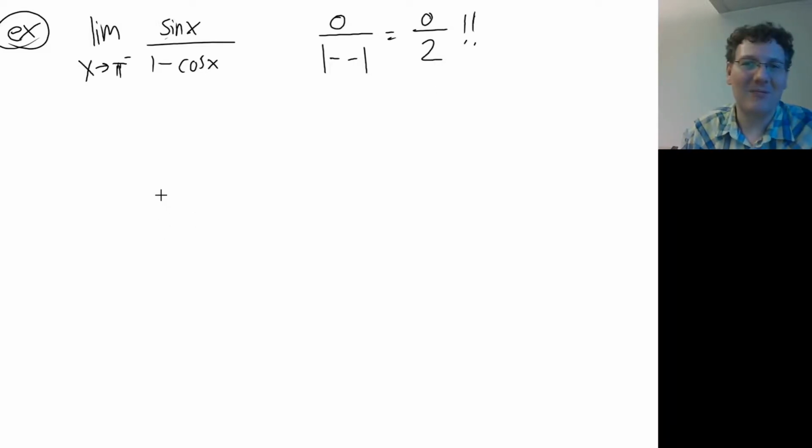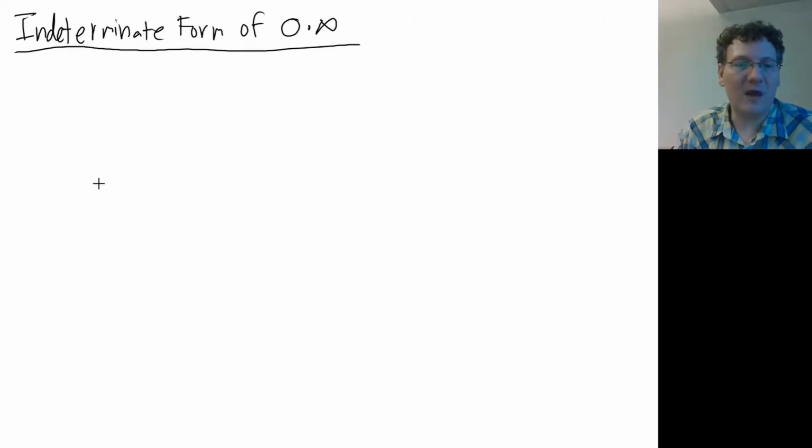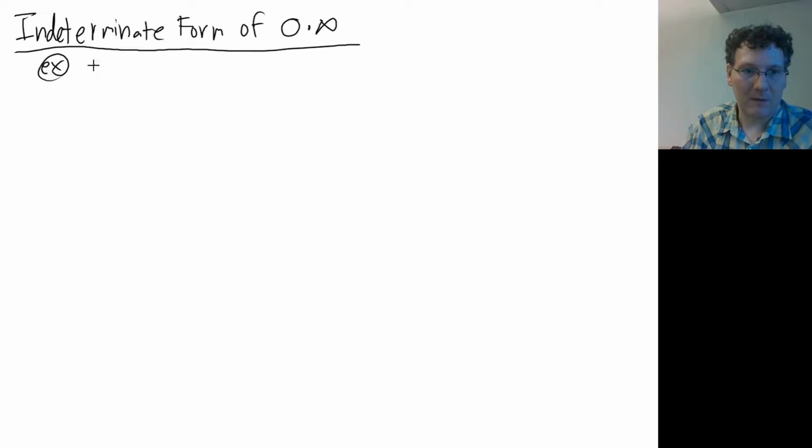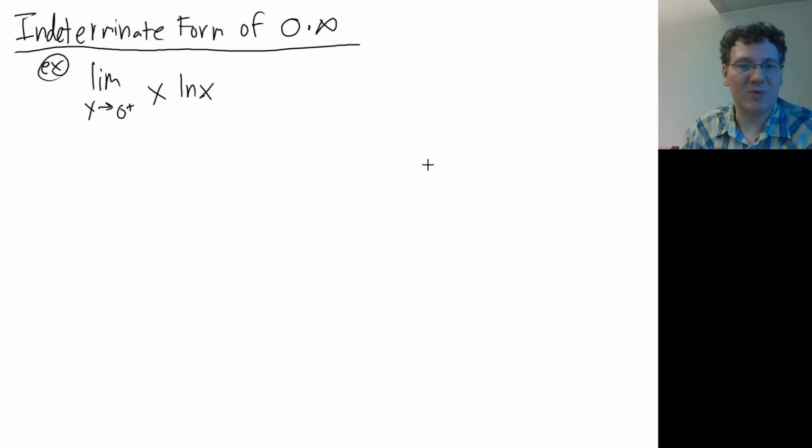In fact, that's okay. If you have an indeterminate form of 0 times infinity, you can actually rewrite that as one of the other indeterminate forms. For example, take the limit as x approaches 0 from the right of x times natural log of x. If you plug in 0, what you get is 0 times, sort of, negative infinity. But that's not something we can use.